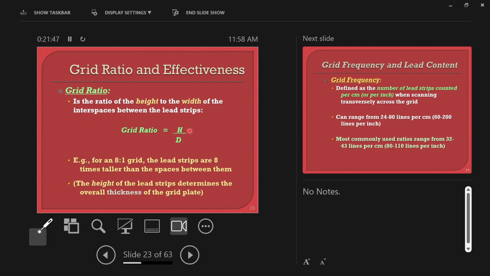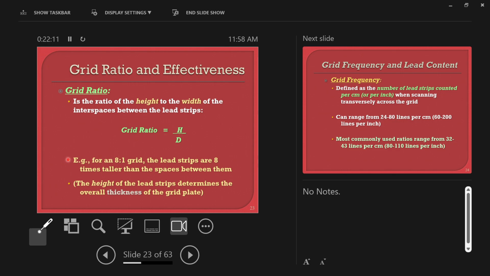And it's independent of the actual measurement, right? I mean, it's affected by the actual height and actual width, but it's just a ratio. As we said before, an 8-to-1 grid can be 8 millimeters high and 1 millimeter wide, or it can be 4 millimeters high and a half millimeter wide, or 2 millimeters high and a quarter millimeter wide, right? All of those would be an 8-to-1 ratio.